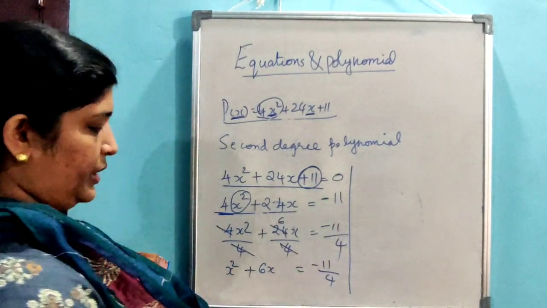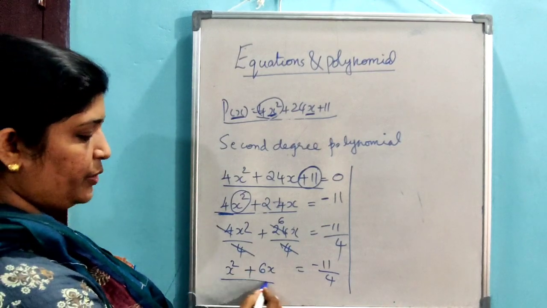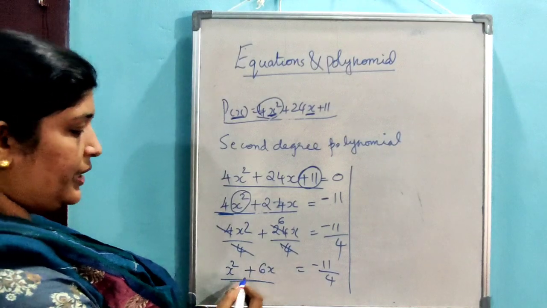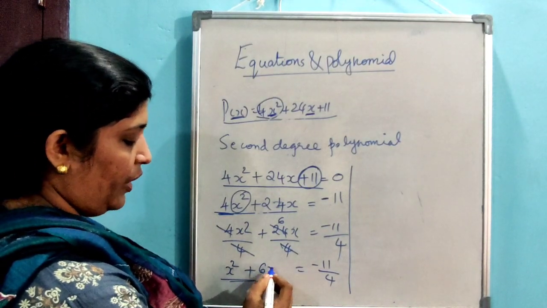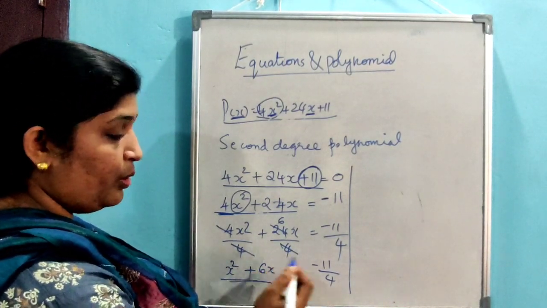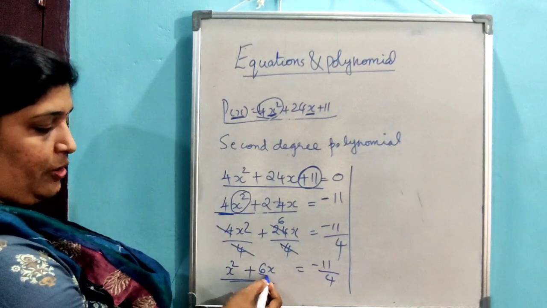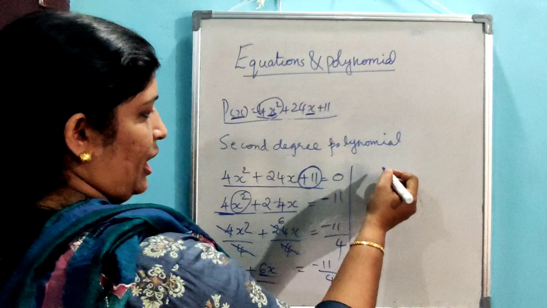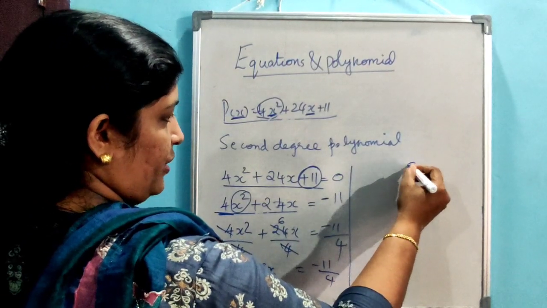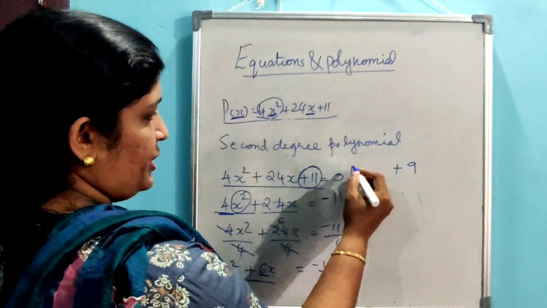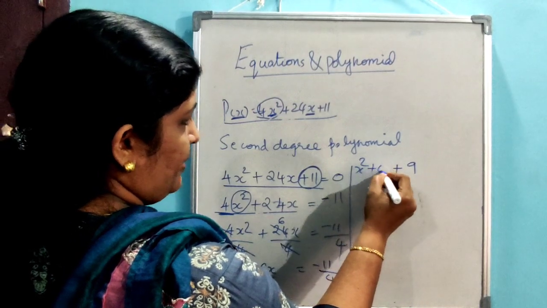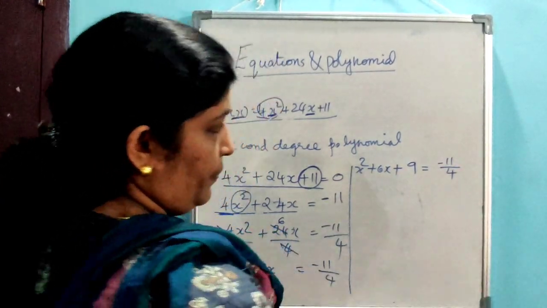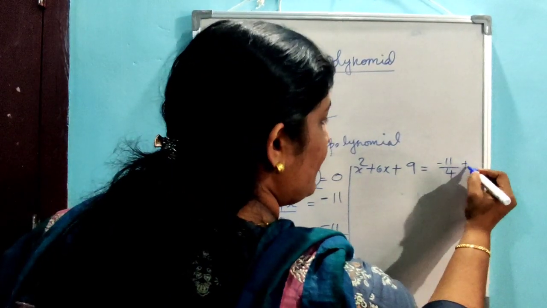So we are going to do the next step. Now we can use the square completion method. What is the square completion method? Add the square of half of the coefficient of x on both sides of the equation. Here, what is the coefficient of x? The coefficient of x is 6. What is its half? 3. What is its square? 9. So add 9 on both sides of the equation. So x square plus 6x plus 9 is equal to negative 11 by 4 plus 9.